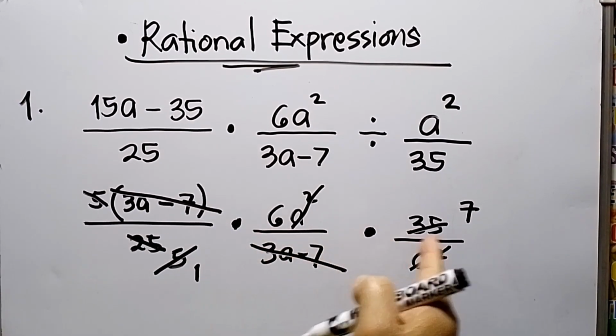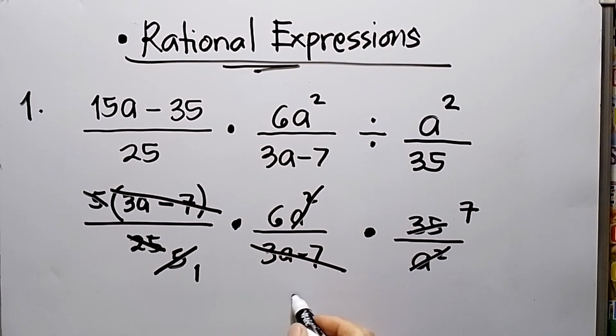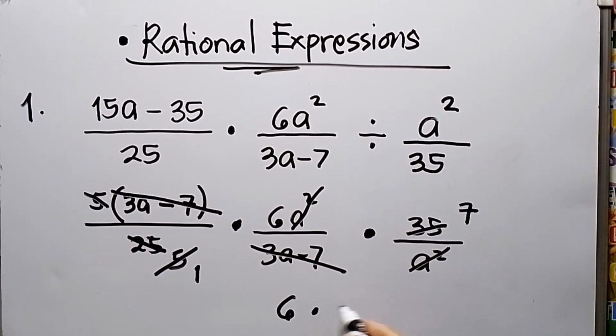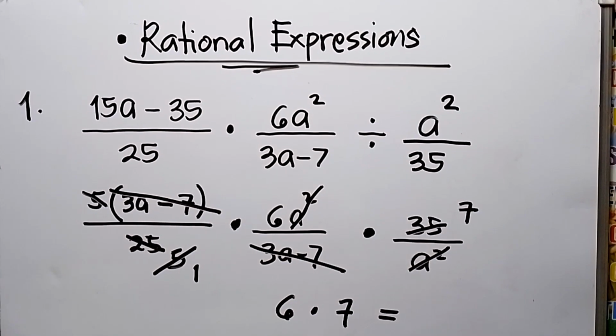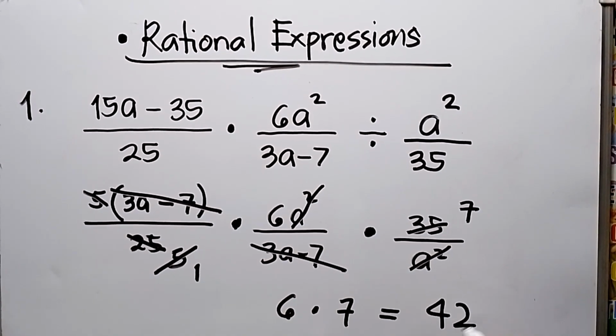So in the numerator we have 6, and then the numerator also is 7. So the answer is 42. That's all.